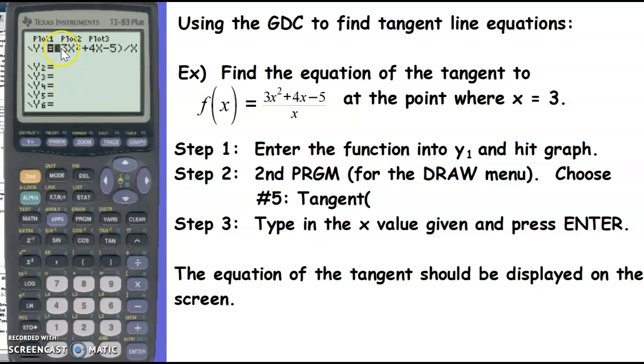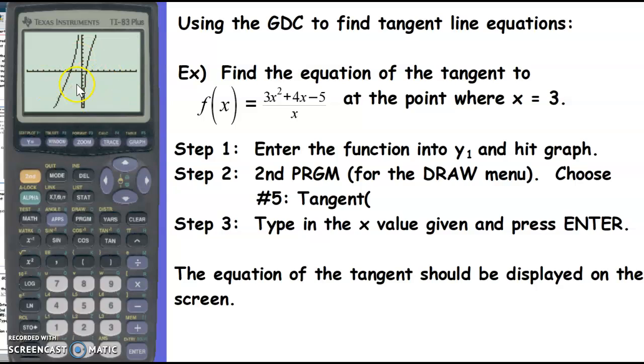Okay, so I'm going to clear out what I have there for y sub 1. That was not a wise idea. I forgot I had already typed it in there. Okay, don't do that part. 3x squared plus 4x minus 5. Fortunately, an easy mistake to fix. There we go. Okay, hit graph.